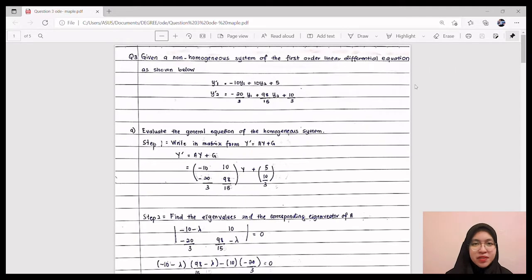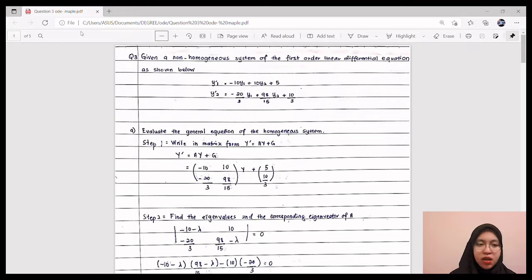Hi, my name is NURATHIRAH. So today I would like to present the calculation for question 3. So this is question 3. Given a non-homogeneous system of the first order linear differential equation as shown. So it has 4 questions.